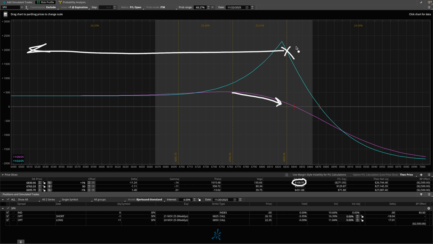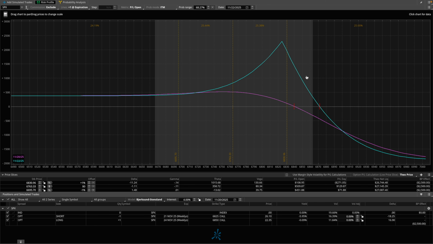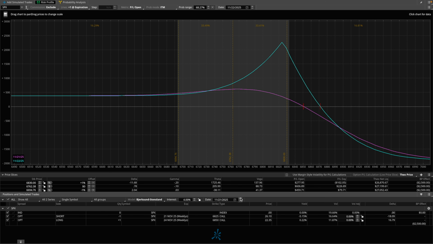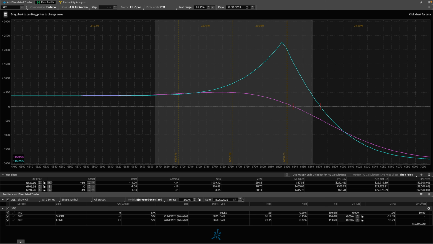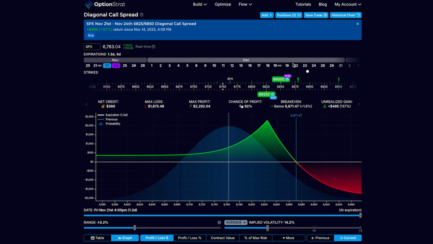I will more than likely close this trade at latest power hour tomorrow. As time passes by, your T+0 line will move and it will converge and become closer and closer to your P&L at expiration. That is a quick overview on how to interpret a risk profile. I love OptionStrat, especially on this channel, whenever I'm demonstrating or educating traders on these types of profiles. It makes it easier to see.